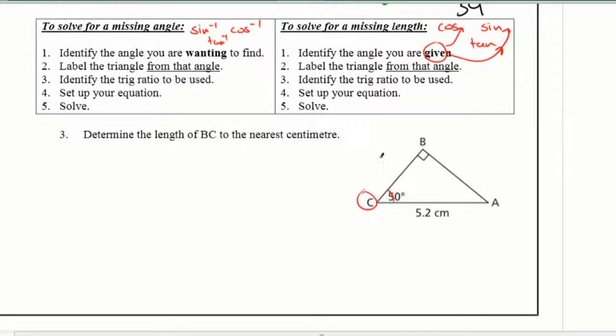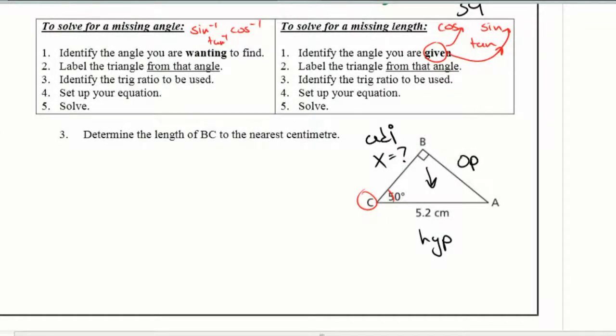I guess it's worthwhile to put in this side as X. This is what I'm trying to find, length from B to C. And I've been given this side. I don't really care about this side. It's not part of the question and I don't need to use it, so I don't have to worry about it. So we're going to label everything from C because that is the angle we have. So if I go across from the 90-degree angle, this is the hypotenuse, and this X is the adjacent side.